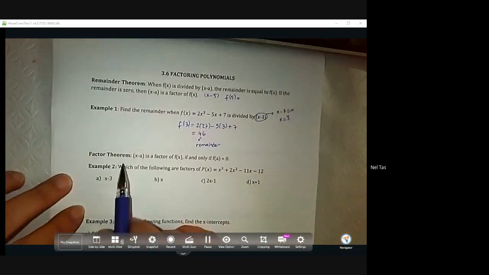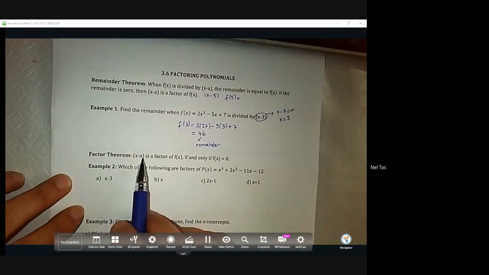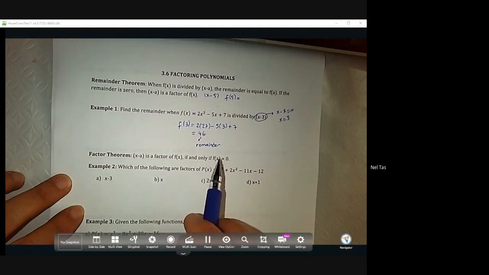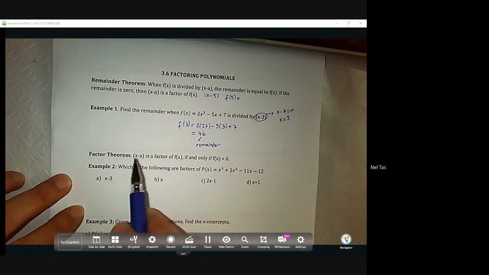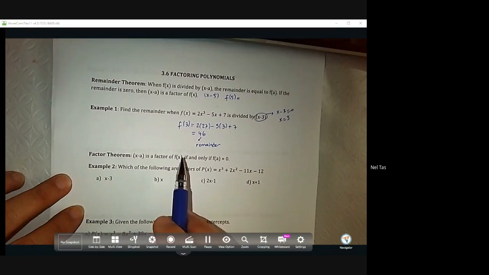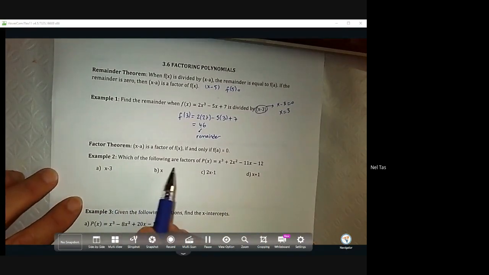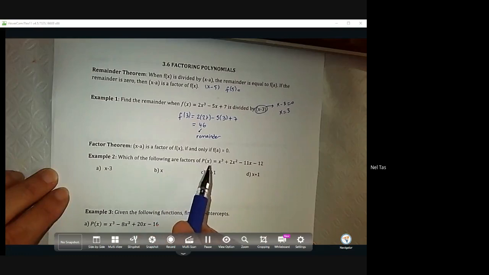So what's the factor theorem then? X minus a is a factor of f of x if and only if f of a equals 0. So again, if the remainder is 0, then x minus a is a factor of f of x. So let's look at example 2. Which of the following are factors of p of x equals x cubed plus 2x squared minus 11x minus 12?